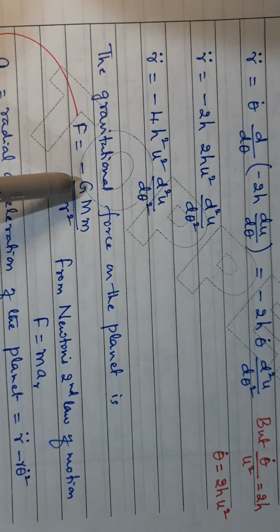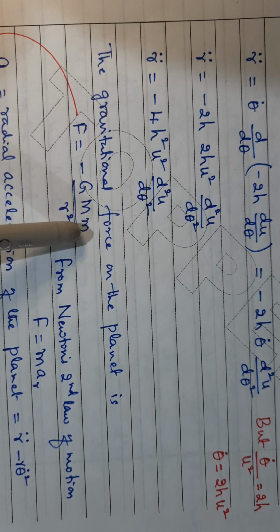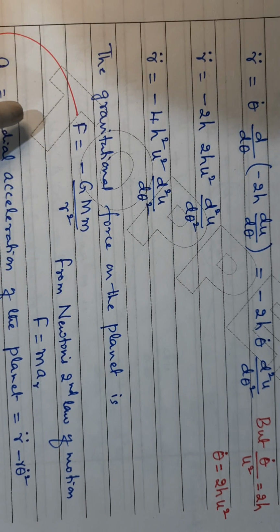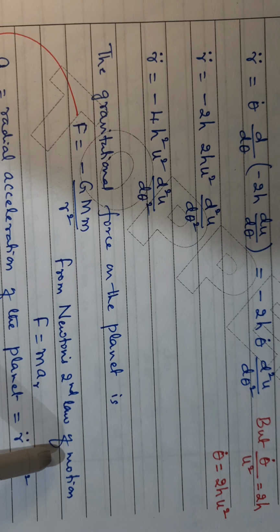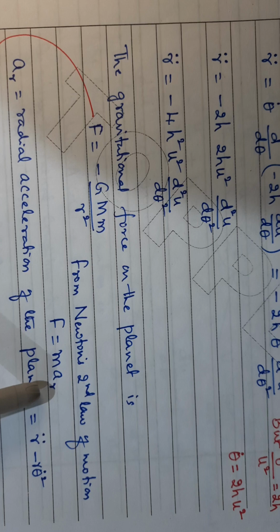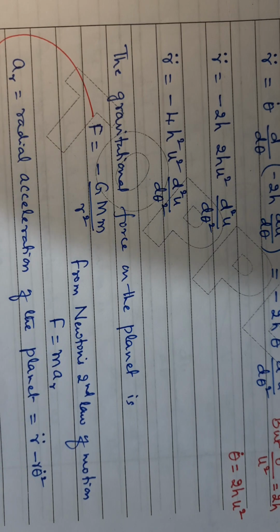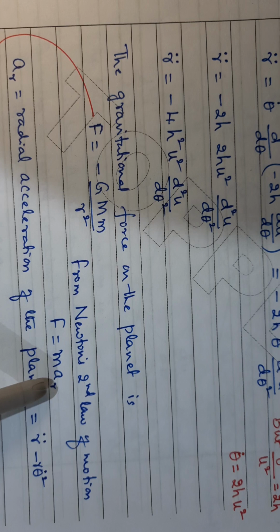F is equal to minus G into M divided by capital M, mass of the sun, small m, mass of the earth or any planet, divided by r square, the distance between the sun and the planet. But we know Newton's second law of motion, F is equal to ma, where instead of a I have written ar, the radial acceleration. So force is equal to mass into acceleration.